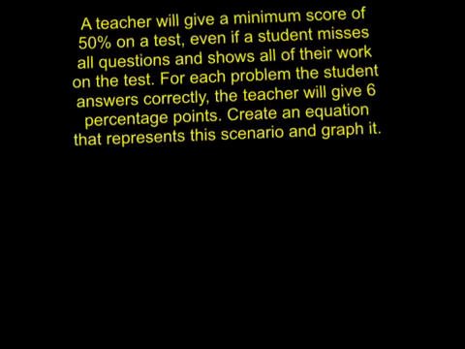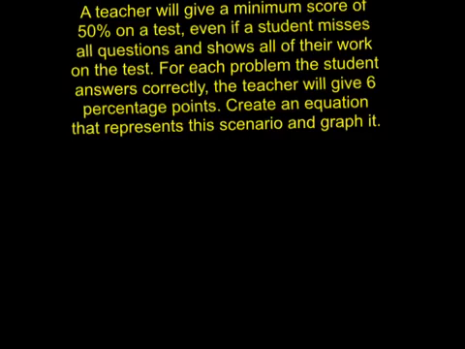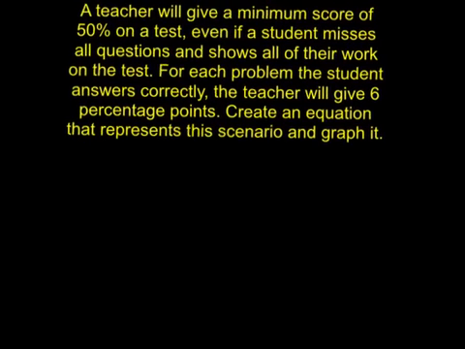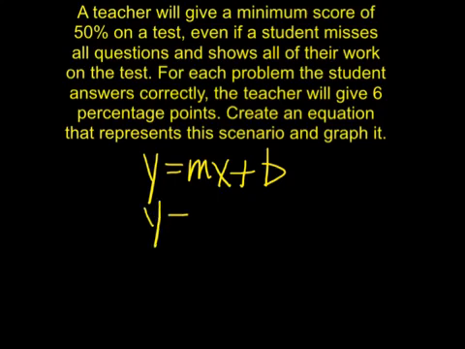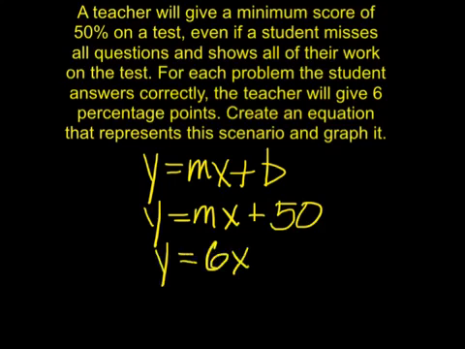Alright, so we'll lower this down a little bit, and we have to start with, that's really crooked, so we'll go there. Alright, we have to have y equals mx plus b. Do you remember what the y-intercept is going to be, Bartley? Yeah, 50%. They're going to get 50% no matter what if they show their work. And where's that 6 points per problem going to go? M, yeah. So y equals 6x plus 50.